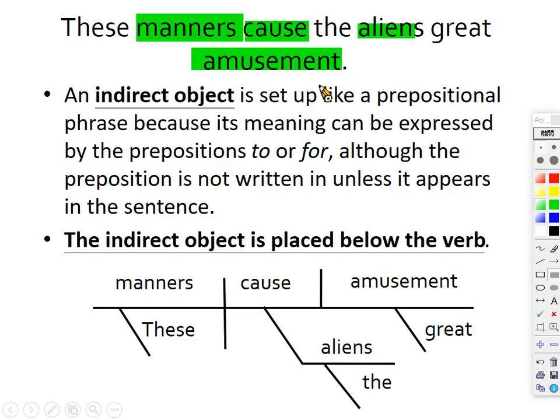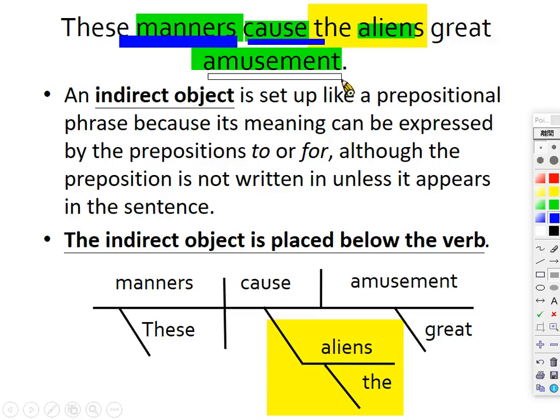But if we change it to the natural order, that is, these manners cause great amusement to the aliens. Is that right? So basically, to the aliens is a modifier, without to. Without to, just like this. The basic structure for this one is manners, subject, cause, transitive verb, amusement, direct object, right? So still we can put them over here. Manners, cause, amusement. But how about the aliens here?